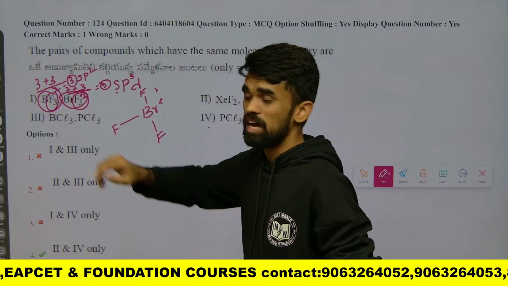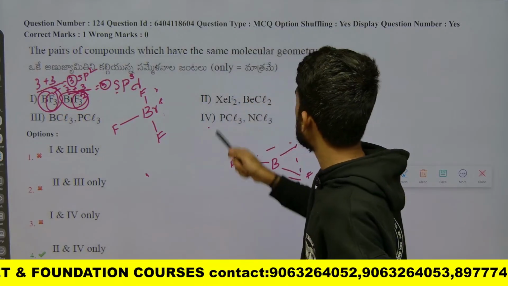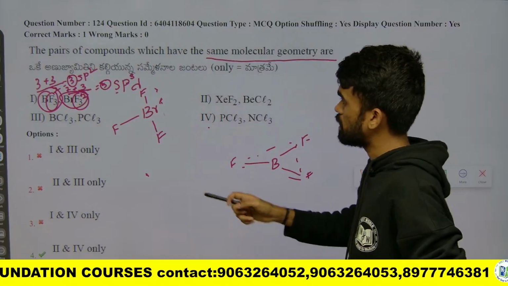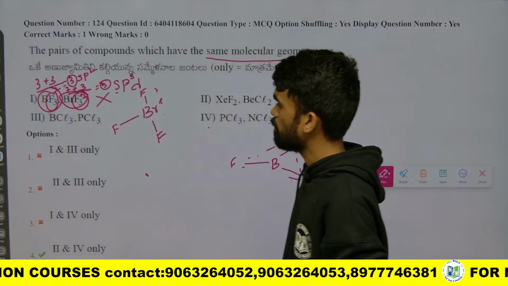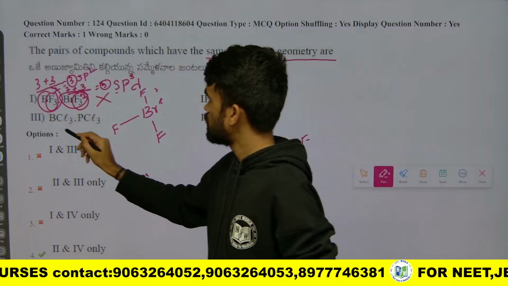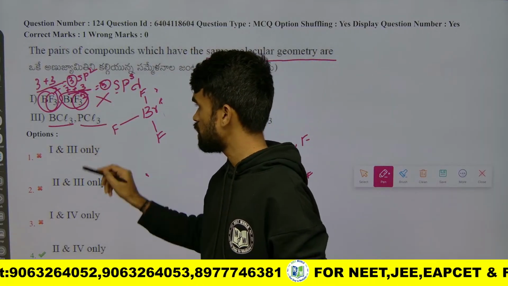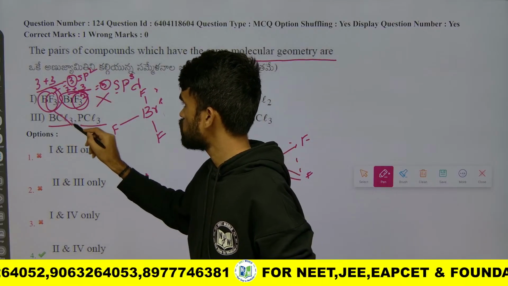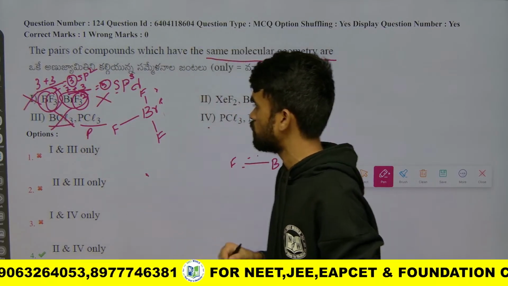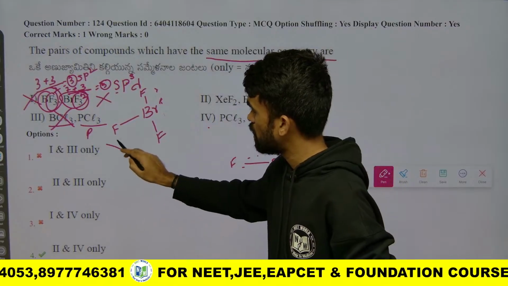So these do not have the same molecular geometry, but they are asking about the same molecular geometry. So one is false. Similarly here, this one is sp2, I mean trigonal planar, and this one has pyramidal geometry. This is also not the correct one. So 1 and 3 are not the answer, so here we have removed them.